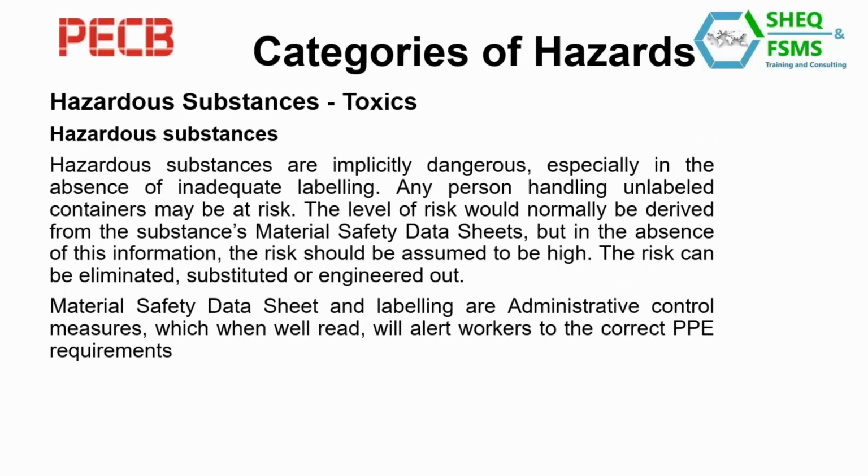Hazardous substances are inherently dangerous, especially in the absence of adequate labeling. Any person handling unlabeled containers may be at risk. The level of risk would normally be derived from the substance's material safety data sheets, but in the absence of this information, the risk should be assumed to be high. The risk can be eliminated, substituted, or engineered out. Material safety data sheets and labeling are administrative control measures which, when well read, will alert workers to the correct PPE requirements.